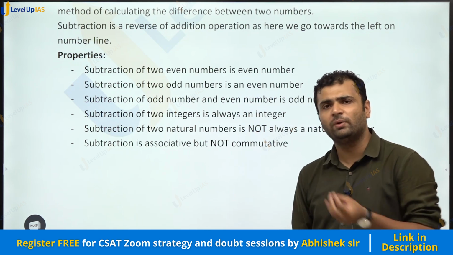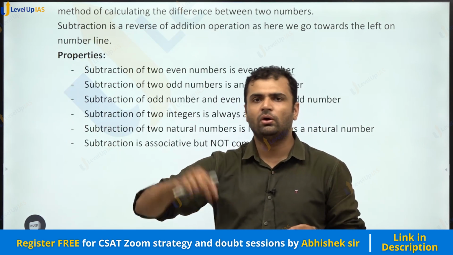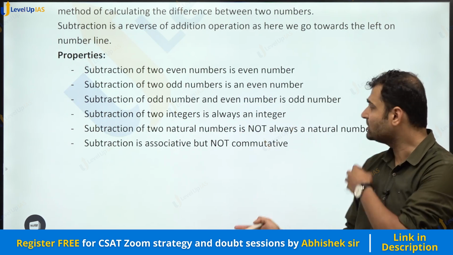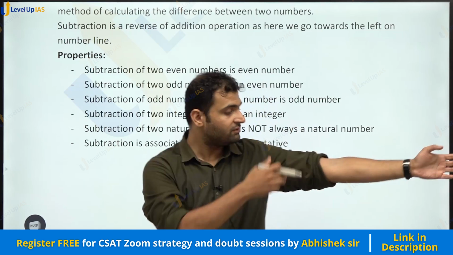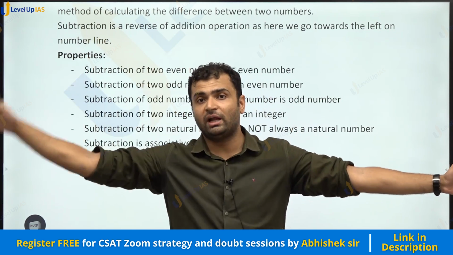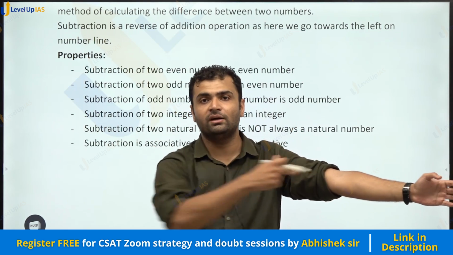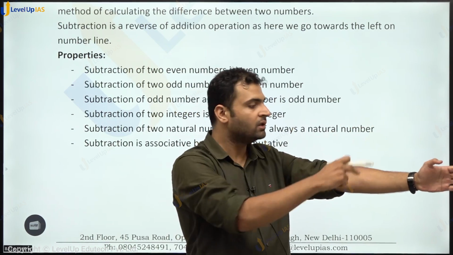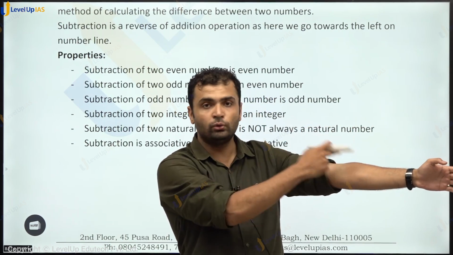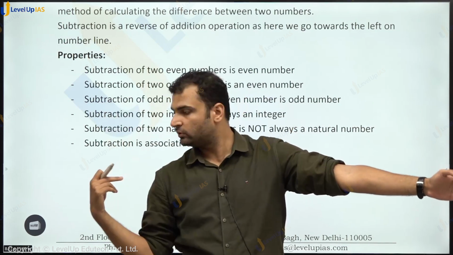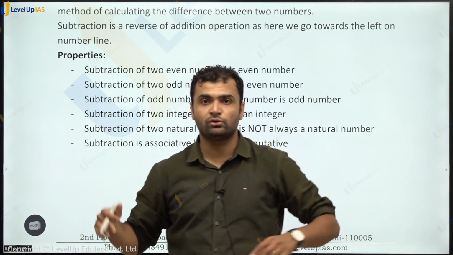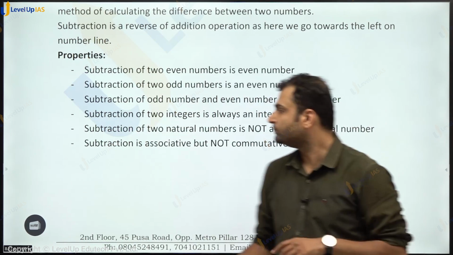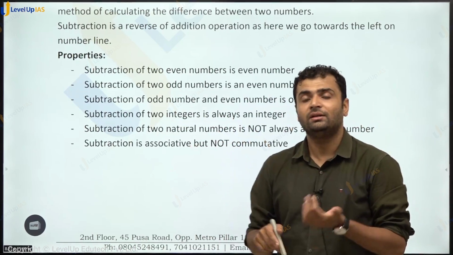Subtraction of two integers is always an integer. If you jump integrally on the left hand side, you land upon an integer only. Subtraction of two natural numbers is not always a natural number, because if you are jumping on the left side, you may land on this side. Natural numbers are just 1 to infinity. If you take 2 minus 3, you will land at minus 1, which is a negative number, an integer but not a natural number. So subtraction of two natural numbers may not be a natural number.